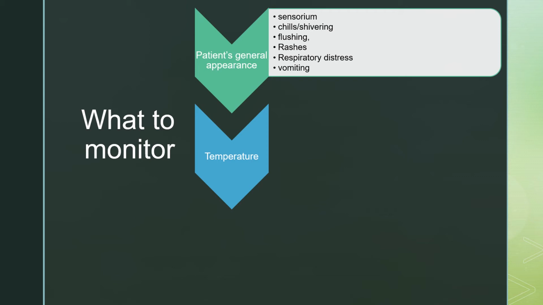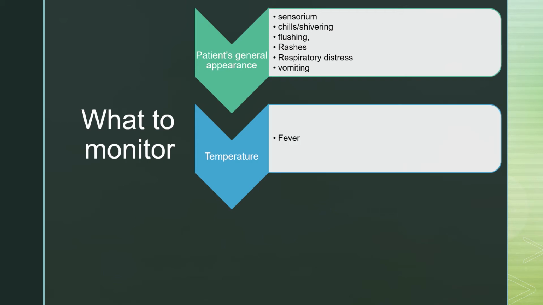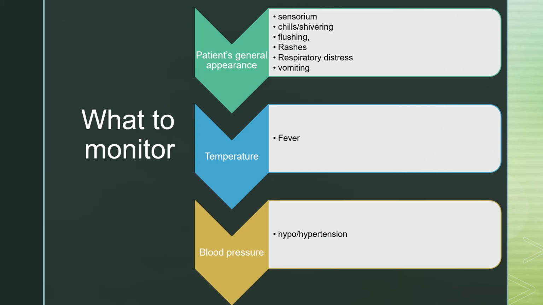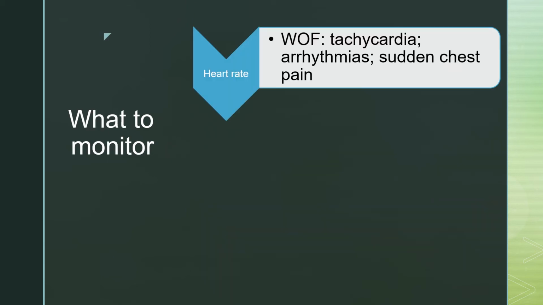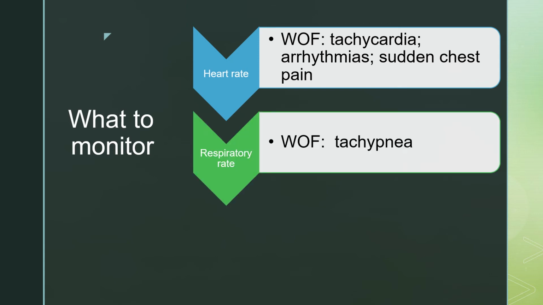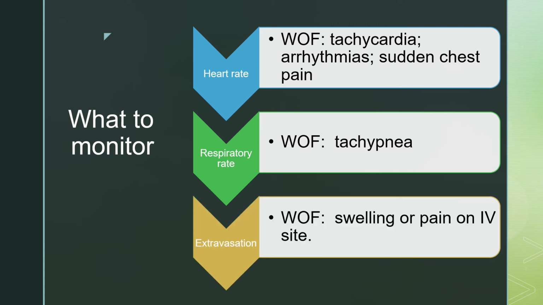Vomiting is a common reaction to chemotherapy, or it may be a sign of anaphylaxis. Again, check for fever, which can also be a chemo reaction. Check for hypotension, which may be a sign of anaphylaxis. Again, look for tachycardia. Also, check for arrhythmias and sudden chest pains, which may occur more commonly with doxorubicin drip. Tachypnea may be a sign of allergies or fluid overload. Watch out for swelling or pain on the IV site or poor IV inflow and backflow.